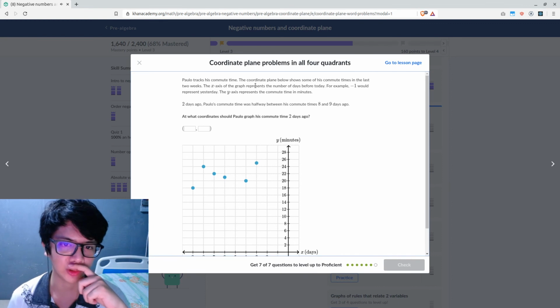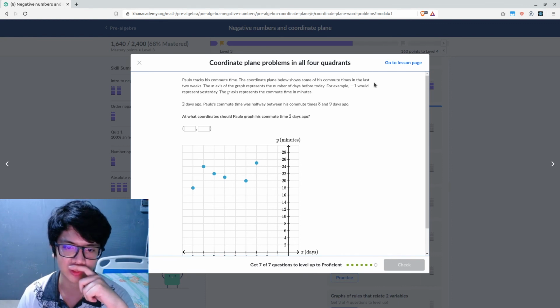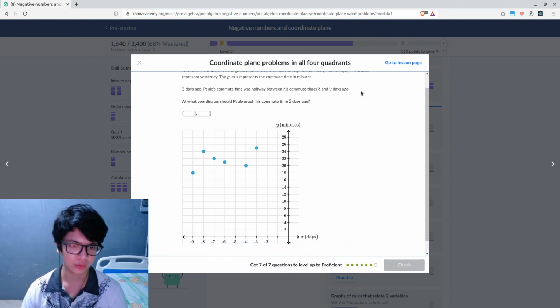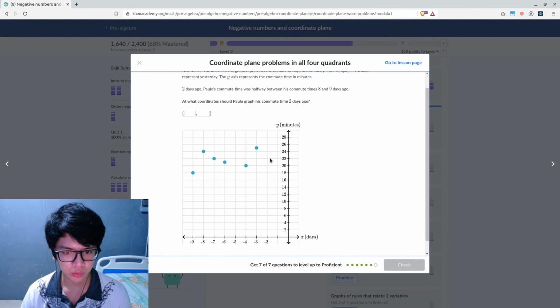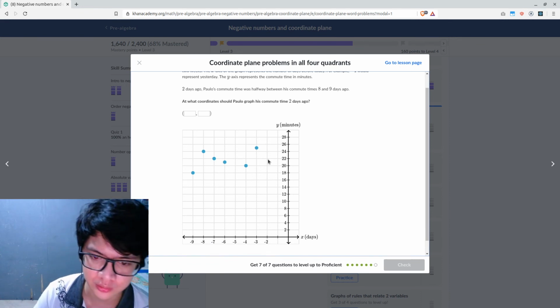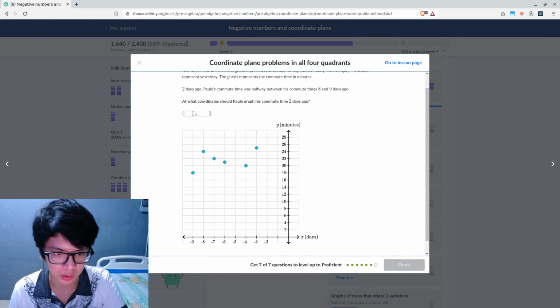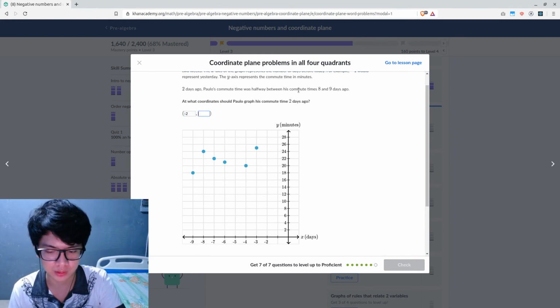Paulo tracks his commute time. The coordinate plane below shows some of his commute times in the last 2 weeks. The x-axis of the graph represents the number of days before today. For example, yesterday, commute times in minutes. 2 days ago, Paulo's commute time was halfway between his commute times 8 and 9 days ago. 2 days ago. It doesn't even show here. At what coordinate should Paulo graph his commute 2 days ago? Okay, negative 2 and halfway between 8 and 9.